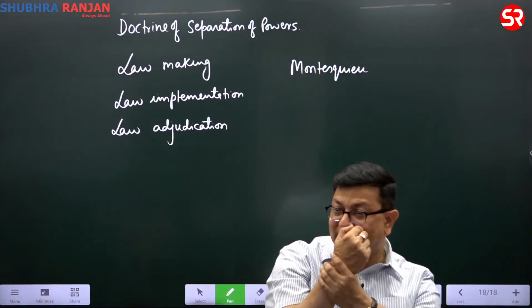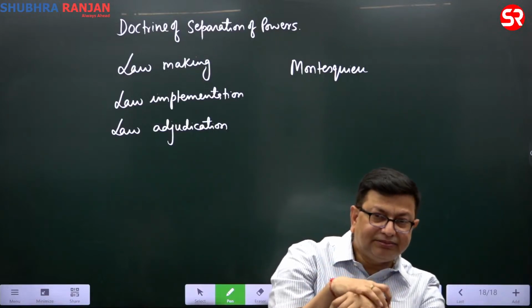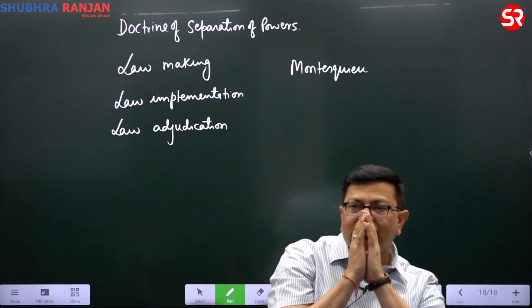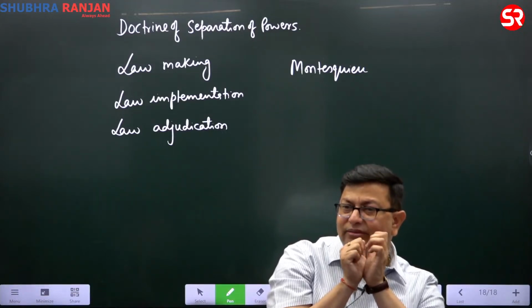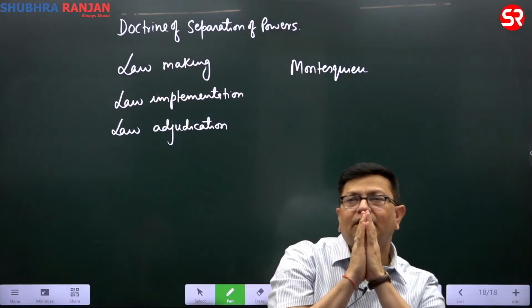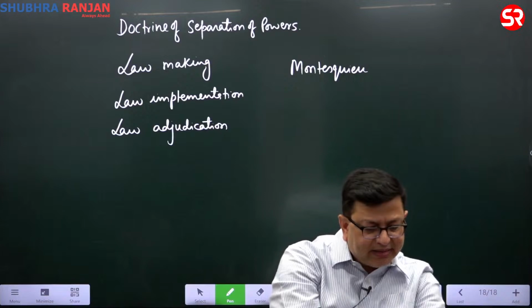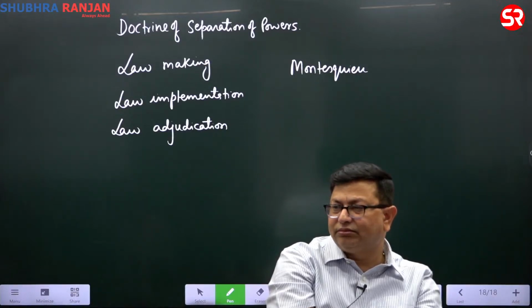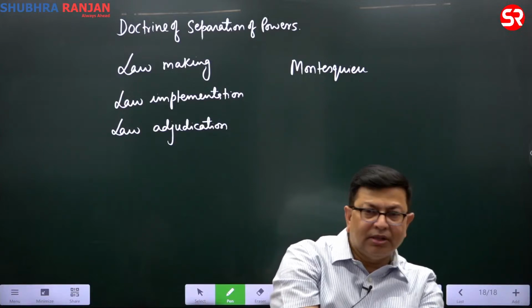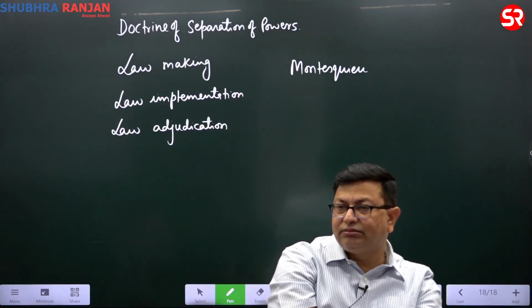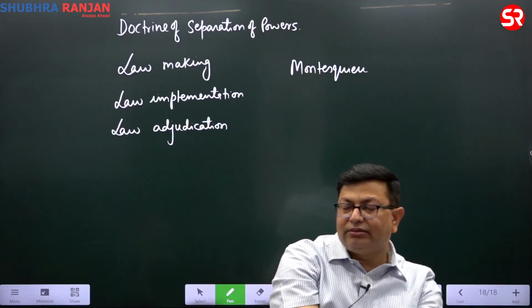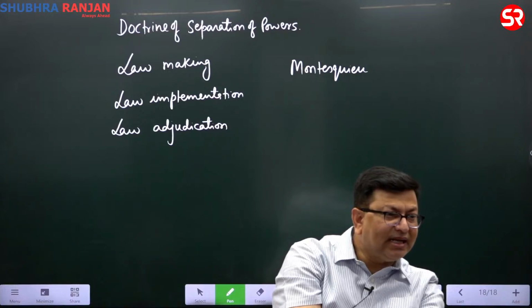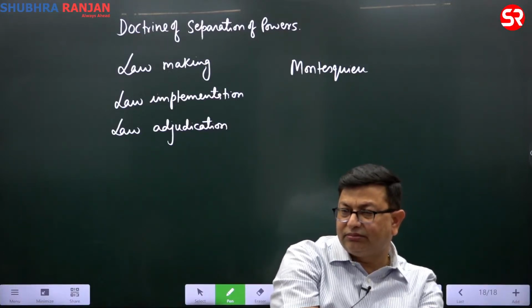So you can write it here in the next paragraph. As India is having a parliamentary form of government, a strict separation of powers may not be feasible between the legislature and the executive. Full stop.